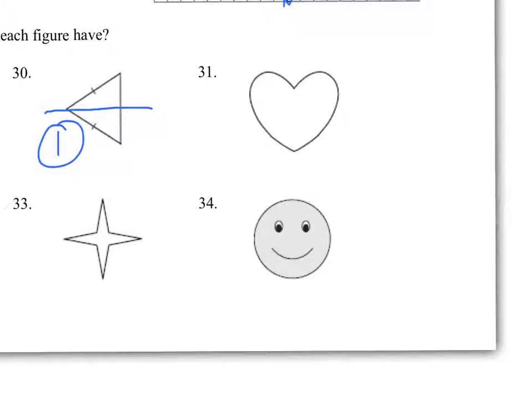Number 31, oh, isn't that nice? A little heart. We can draw a line of symmetry going right down the middle there, so there would only be 1. You notice it wouldn't work to try to split it in half like that or at a diagonal. Those just wouldn't work. So just 1 line of symmetry.